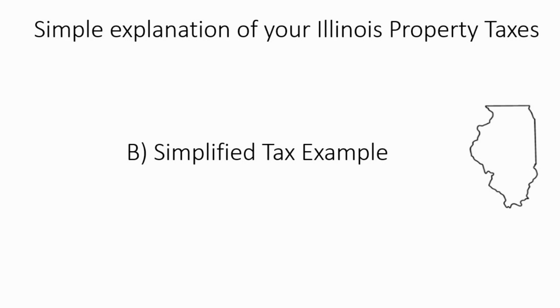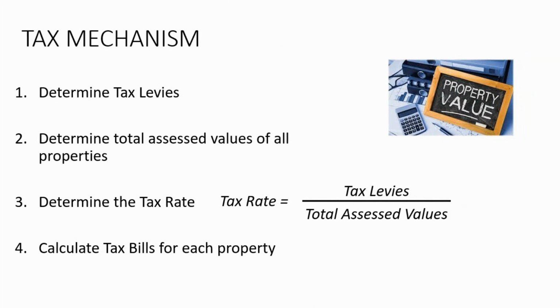This is the video, Simple Explanation of Your Illinois Property Taxes, Part B, a simplified tax example. Now in Part A, we talked about reviewing your assessment statement and reviewing your property taxes. But if you're still not 100% familiar with how that whole tax mechanism works, where the tax levies determine the total assessed values of the properties, and then the tax rate, then we have just a really basic example to show you how it works. And then we'll talk about how your taxes might go up using this particular example.